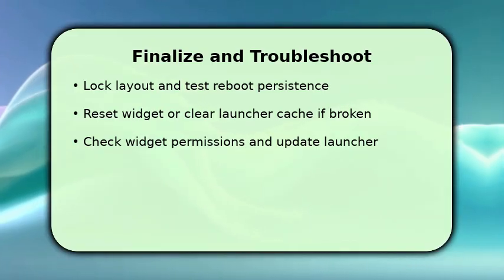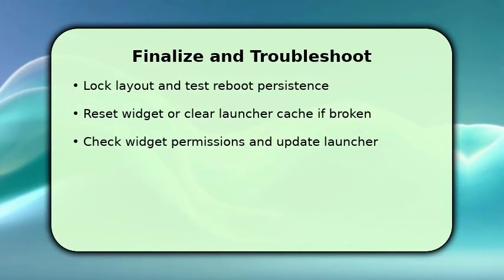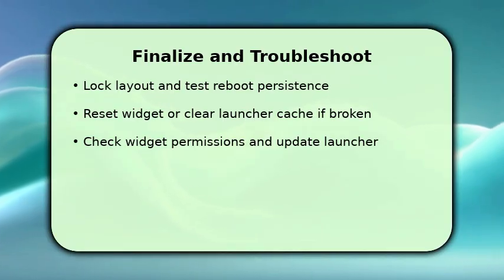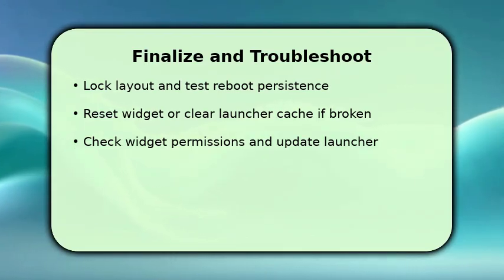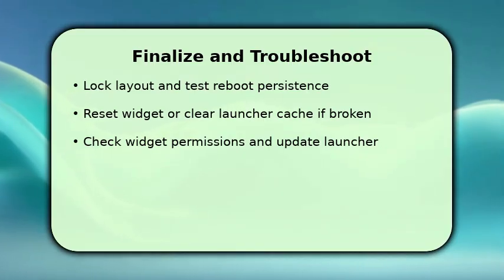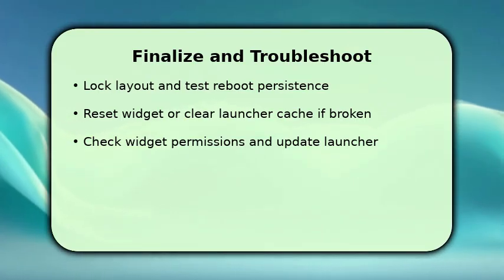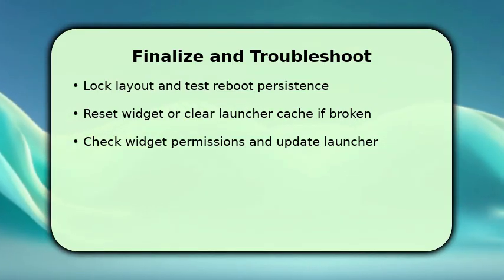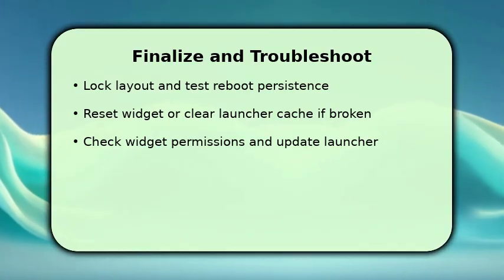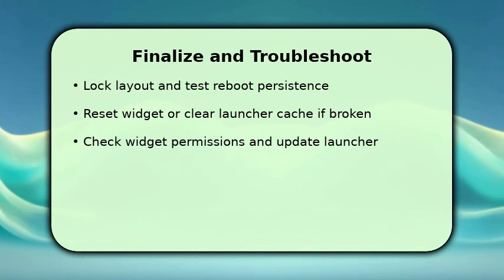If the widget disappears, reset it by removing and re-adding, and clear the launcher cache in settings to fix corruption. Make sure the launcher and system are updated. If problems continue, confirm widget permissions and overlays are enabled. One key troubleshooting tip: reinstall the launcher before deeper fixes. This often restores widget functionality without wiping home screen data.